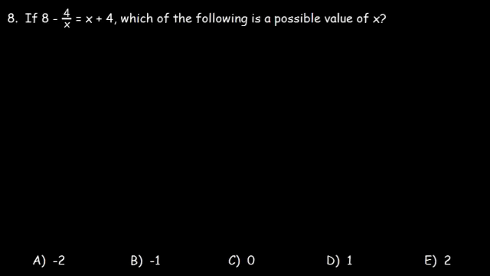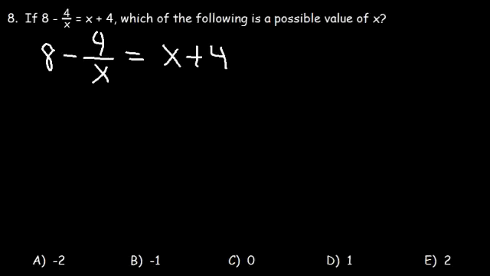Number 8. If 8 minus 4 over x is equal to x plus 4, which of the following is a possible value of x? So we just got to solve for x in this problem. So let's begin. What's the first thing that you think we should do? How would you solve for x in this expression? Now, the first thing that I would personally do is try to eliminate any fractions before I try to solve for the equation.